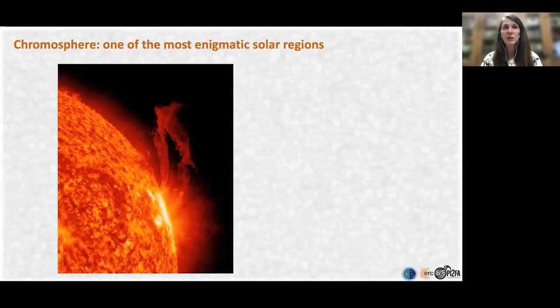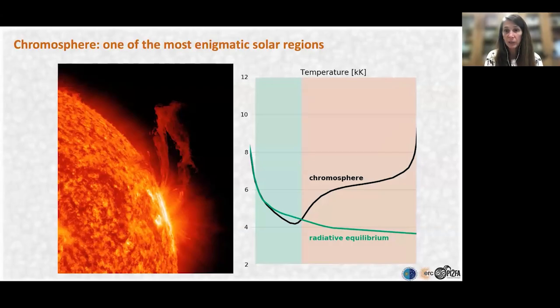You cannot just say, okay, my plasma is fully ionized, or my plasma is fully dominated by gas pressure forces, or my plasma is transparent to radiation, or my plasma is fully opaque to radiation. In the chromosphere, everything is on the same order of magnitude. So you have to take into account basically all the processes that we know there. The chromosphere is known as a region where we have a chromospheric temperature increase.